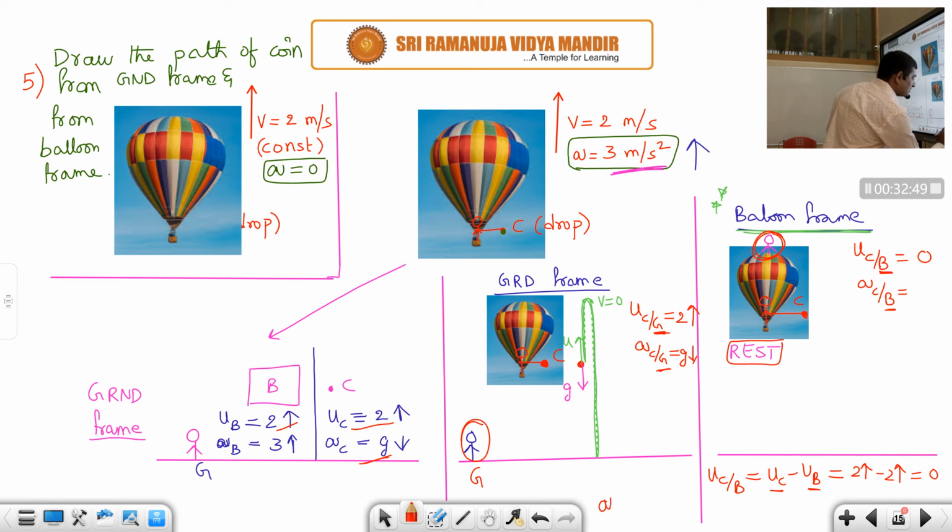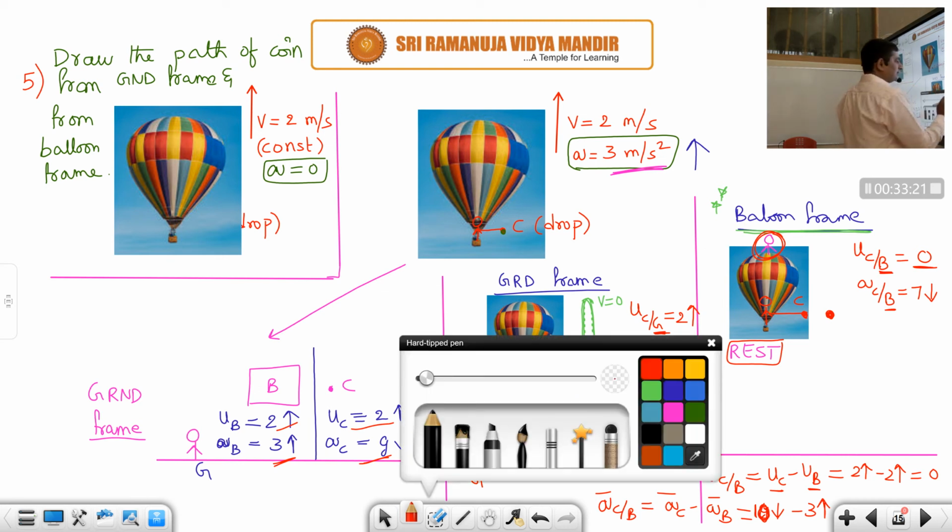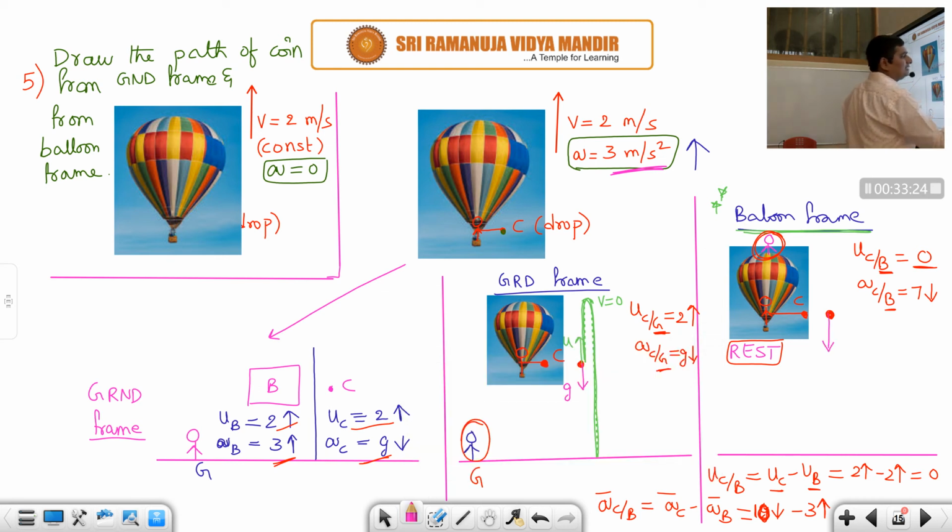But acceleration of coin with respect to balloon is equal to acceleration of coin minus acceleration of balloon. The acceleration of coin is g downwards, minus the acceleration of balloon, 3 upwards. Here g means 10, so 10 downwards minus 3 upwards means 7 downwards. So now this coin has initial velocity 0, but an acceleration of 7 meters per second square.